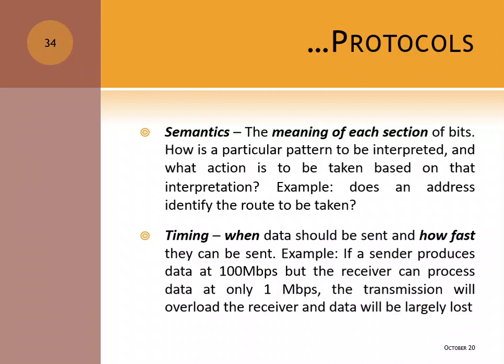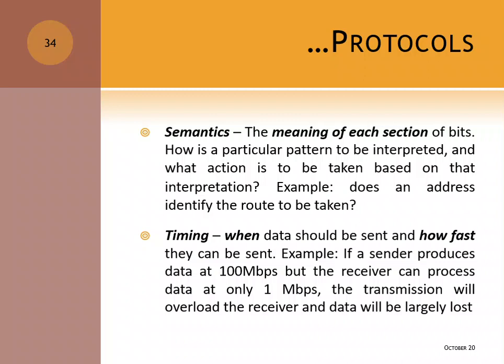Okay, next, timing. When data should be sent and how fast they can be sent. For example, if a sender produces data at 100 megabit per second, but the receiver can process data at only 1 megabit per second, the transmission will overload the receiver and data will be largely lost. So when we talk about protocols, not only we must ensure that syntax is correct, semantic is correct, but we also must ensure the timing is appropriate for the sender and receiver.